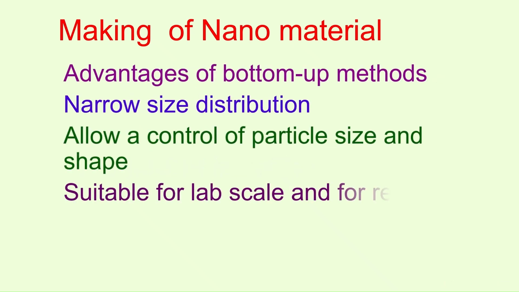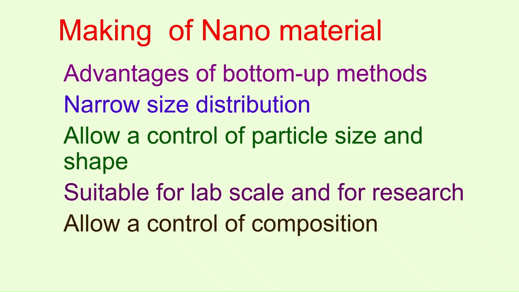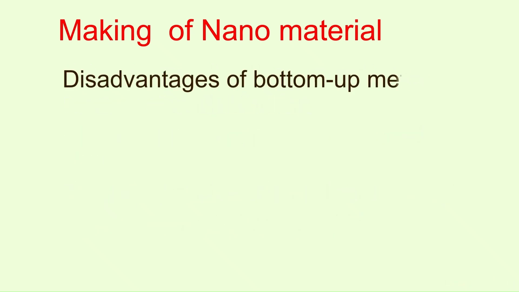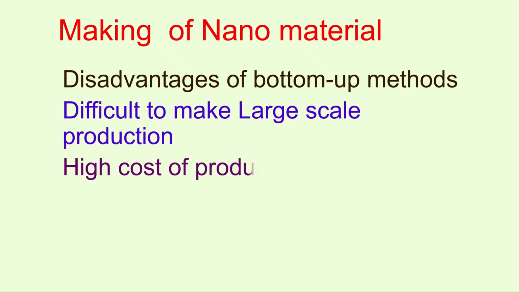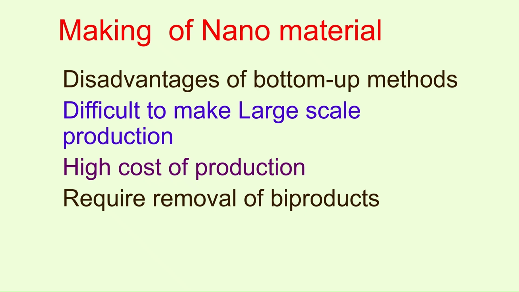Advantages of bottom-up methods: narrow size distribution, allow a control of particle size and shape, suitable for lab scale and for research, allow a control of composition. Disadvantages of bottom-up methods: difficult to make large-scale production, high cost of production, require removal of byproducts.